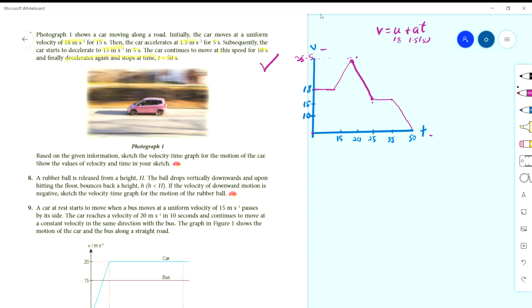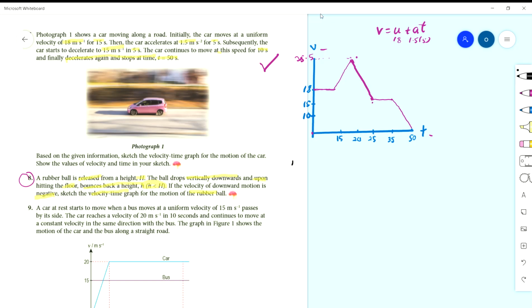Okay, so we move to the next question, another graph question, but this is about free fall. Question number 8. A rubber ball is released from height h. Release means u equals 0 lah, lepas je. The ball drops vertically downwards and upon hitting the floor, bounces back to a height of h, tapi tak setinggi h yang awal kita lepas tadi. If the velocity of downward motion is negative, ke bawah negatif, sketch the velocity-time graph for the motion of the rubber ball. Now cuba bayang je lah.